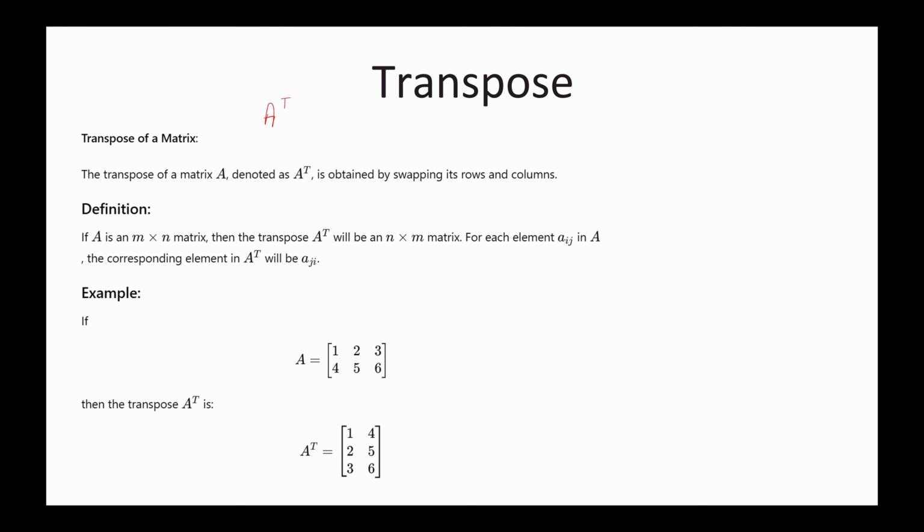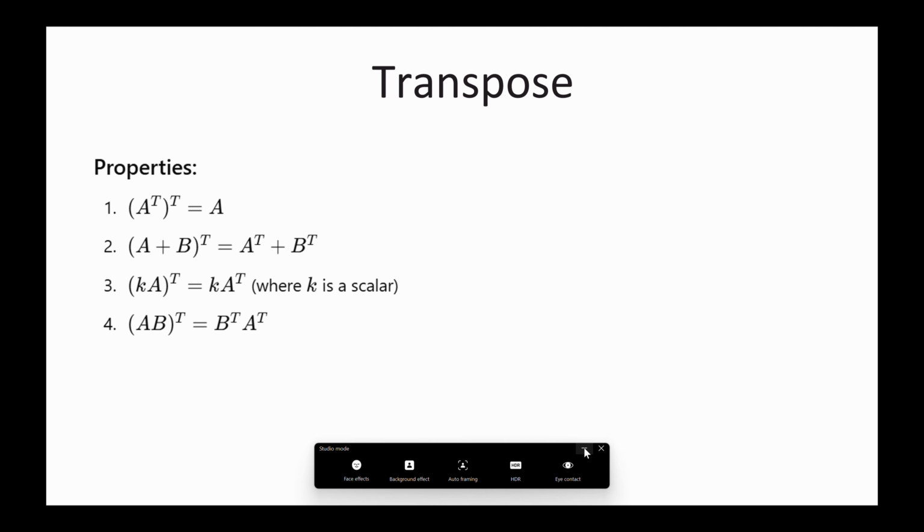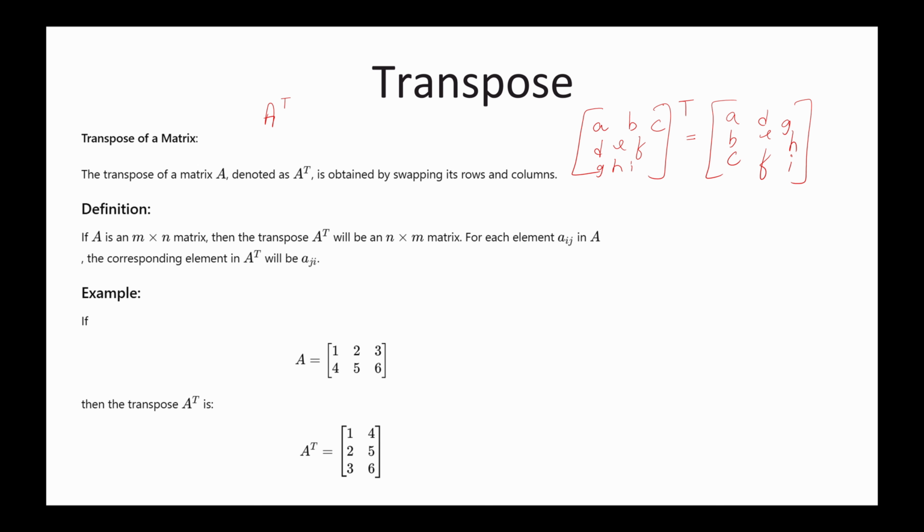So for example, if I have a matrix A, again let me take a 3 cross 3 matrix. Let's say if I have A, B, C, D, E, F, G, H, I, then what would its transpose become? Its transpose would be A, D, G, B, E, H, C, F, I. I hope you all can see how I've converted the row into a column.